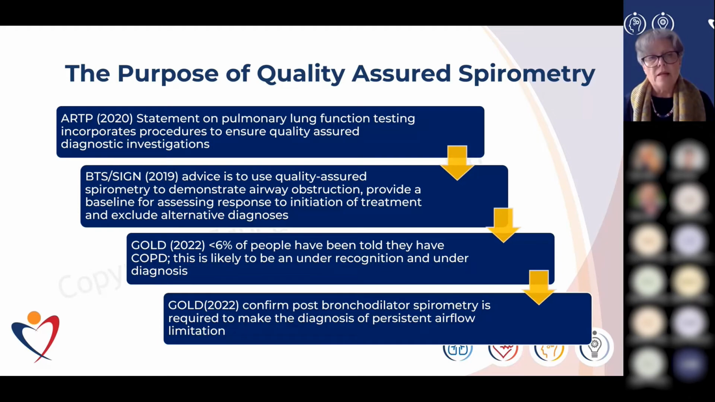GOLD also recognises that less than 6% of people have been told they have COPD, and this is likely to be under recognition and under diagnosis. So we have patients out there who don't yet know that they have a long-term condition. And GOLD confirmed post-bronchodilator spirometry is required to make the diagnosis of the persistent airflow limitation, which is what spirometry can show.